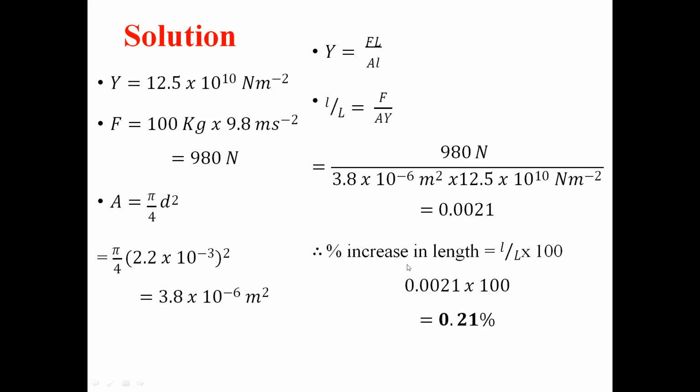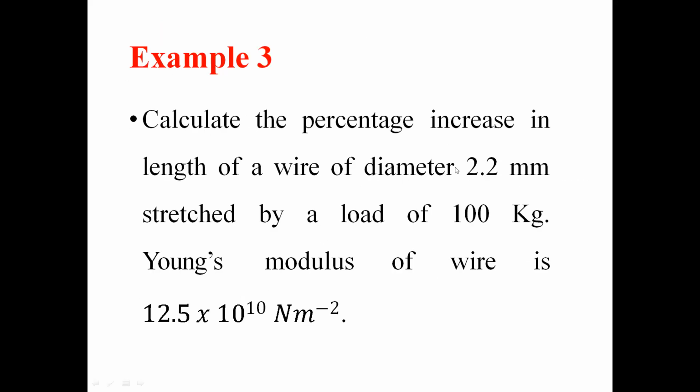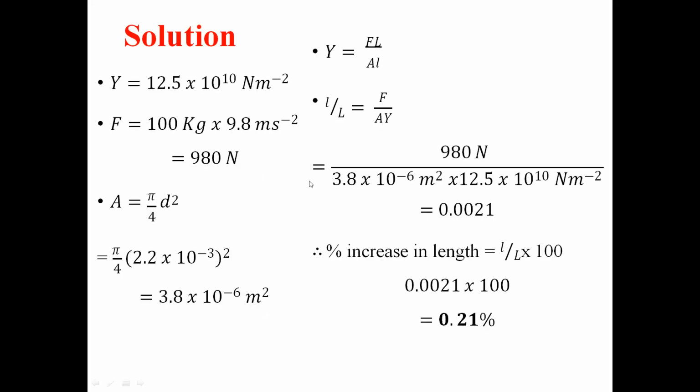To convert to percentage, small l by capital L into 100, that is 0.0021 into 100, which equals 0.21 percentage. This is the calculation of the percentage increase in length of the wire. This is the procedure, this is the solution.